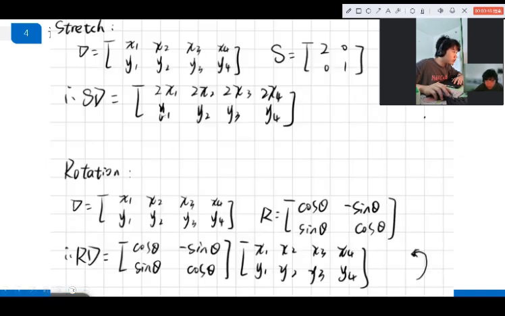If we want to stretch this matrix D, we could use the diagonal matrix S. Like this, we could use S times D to stretch D. And if we want to do rotation to D, we could use trigonometric functions like this, R times D, and we could do rotation to D.